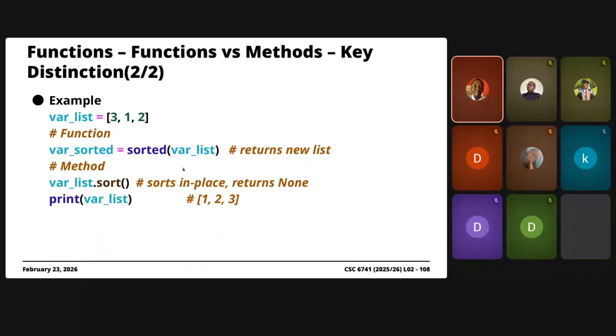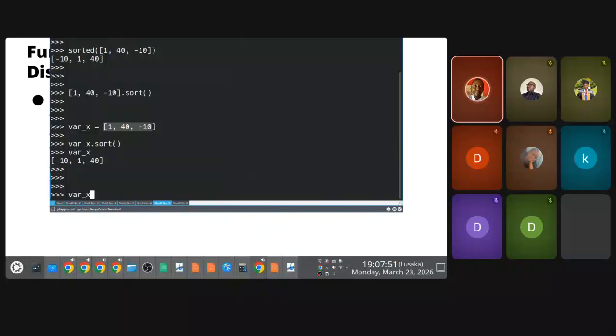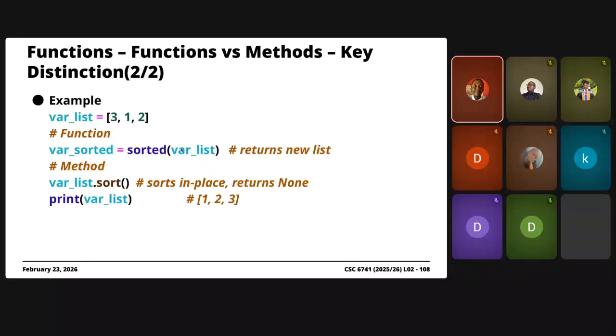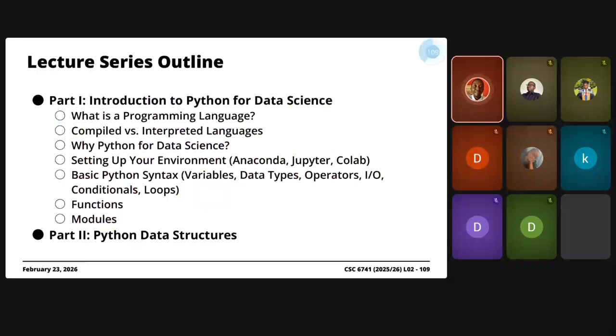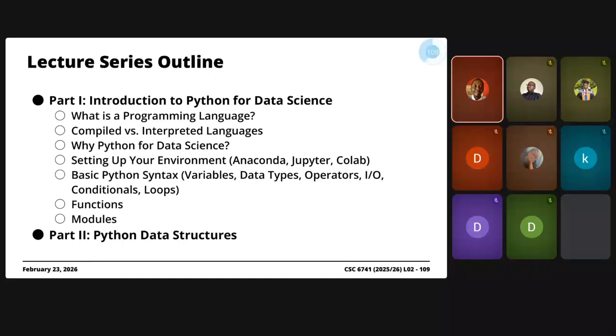Whereas this one returns a new copy. It makes sense because I can use sorted on another iterable object, like -10, 4, 5, and it returns a sorted list. Okay. Hope this is making sense. Are there any questions about functions? I think we've had enough of functions.